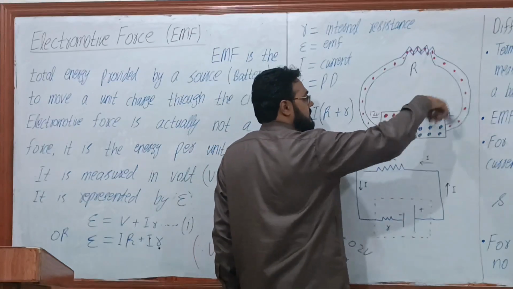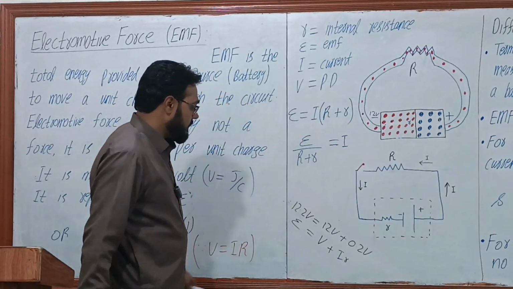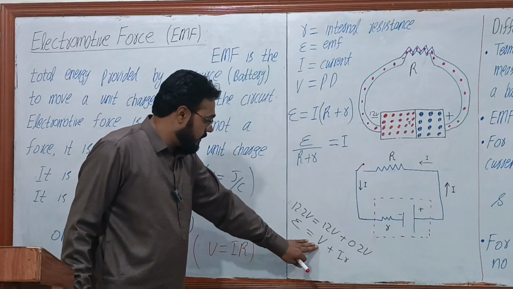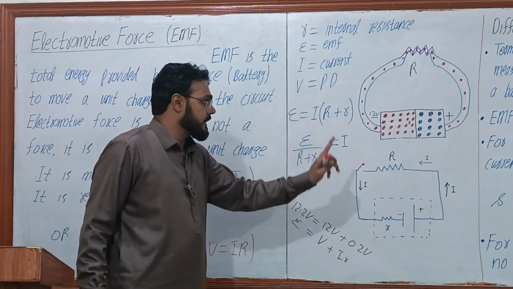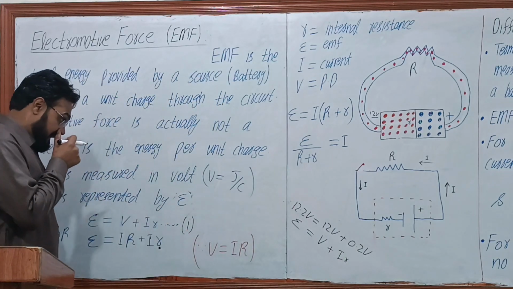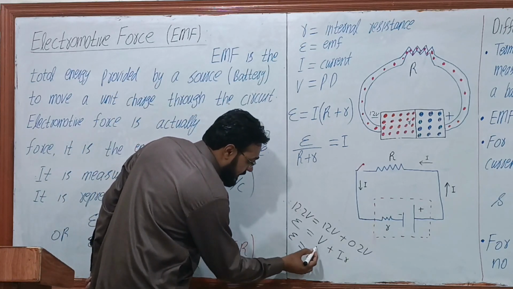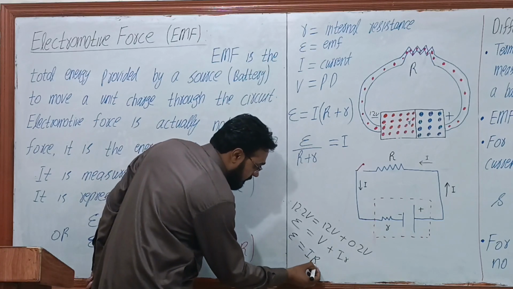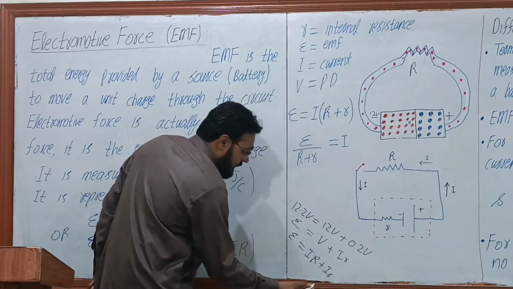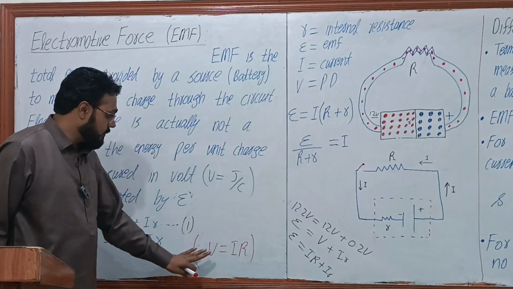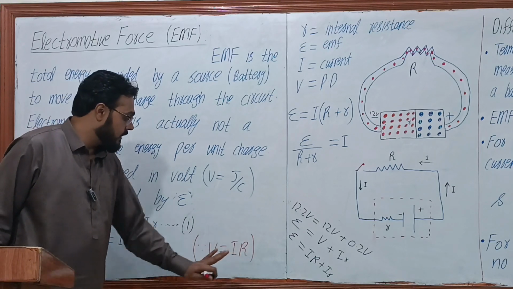In series the current is the same. That's the equation for EMF. EMF is equal to terminal voltage plus energy lost inside the source. You can write EMF is equal to V plus Ir. Capital R is Ohm's law. According to Ohm's law, V is equal to IR.